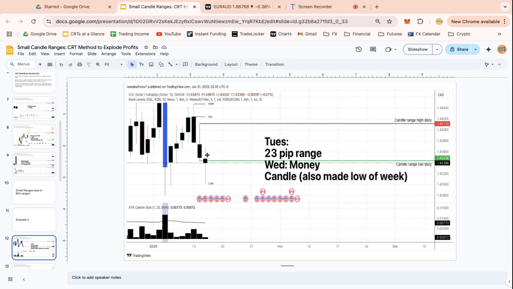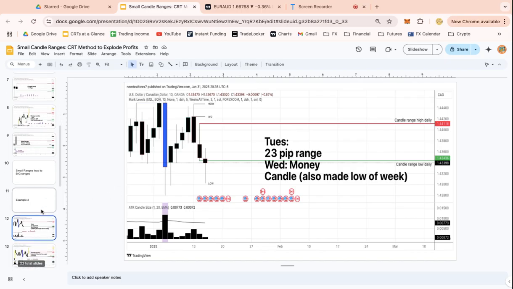The next close of the next day, that was Tuesday. Wednesday gave us a money candle because price poked below and closed close enough to the range whereby, okay, we're good. We can get in at the close of this candle on Wednesday, because if we notice, the money candle also made the low of the week, and we like to see that. So that's good enough for an entry.